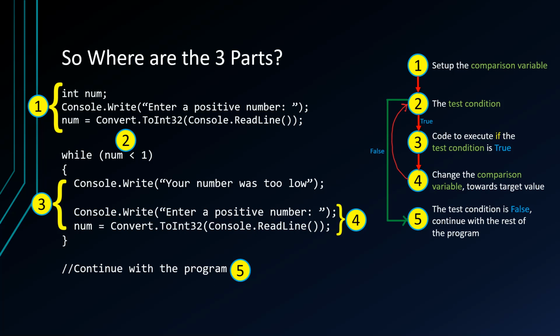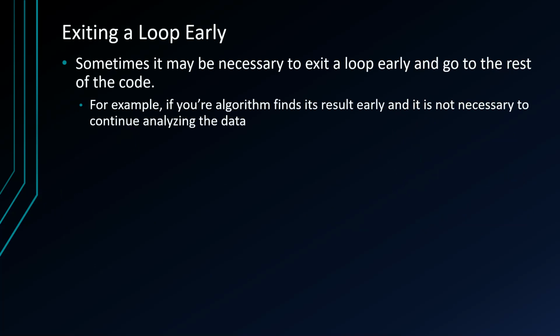So now we know what a while loop looks like. It's just an if statement where you change the word if to while. But what else can we do with that? Well, one other feature that we can use with all kinds of loops, not just while loops, is that sometimes there's a scenario where we need to exit the loop early. Sometimes it may be necessary. It happens. For example, if your algorithm finds its result early and it's not necessary to continue analyzing the rest of the data, get out. There's no point in wasting the CPU to continue that. If you found your answer, stop working. So that's a time when we may need to exit a loop early.